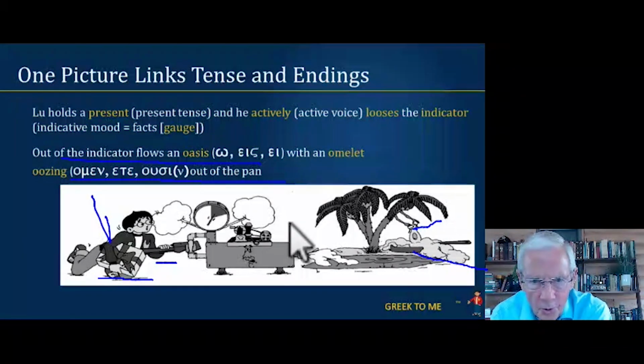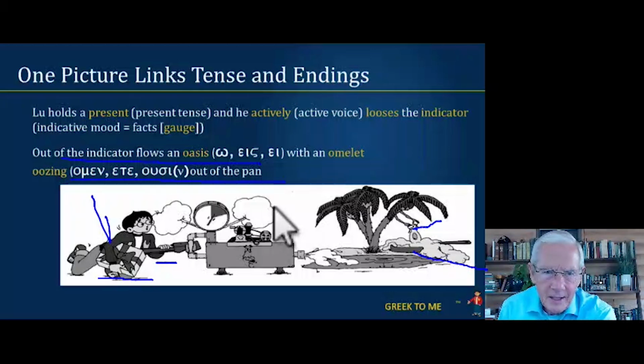Let's walk through it one more time. Here we have Lou, who is always loosing things, or he's being loosed. In this case, he's doing it actively. So he holds a present in his right arm. With his left arm, he is actively loosing the indicator, and then we have the gauge that tells us this is a statement of fact. And then coming out of the indicator is an oasis with an omelet that is oozing out of the pan.